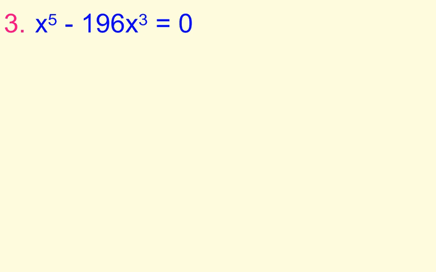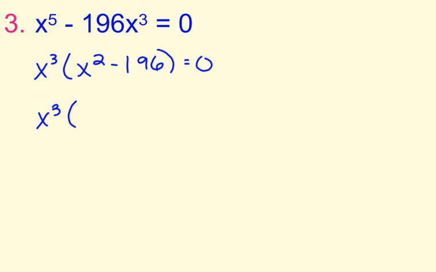This is a binomial, so I'm thinking maybe some difference of squares, difference of two squares, but I do have a GCF, so I'm going to take out my x cubed here. I'd have x squared minus 196. So because it's two terms, I'm wondering, are they both perfect squares? And hopefully you're realizing, yep, x squared is a perfect square, and so is 196. So it's x plus 14, x minus 14.